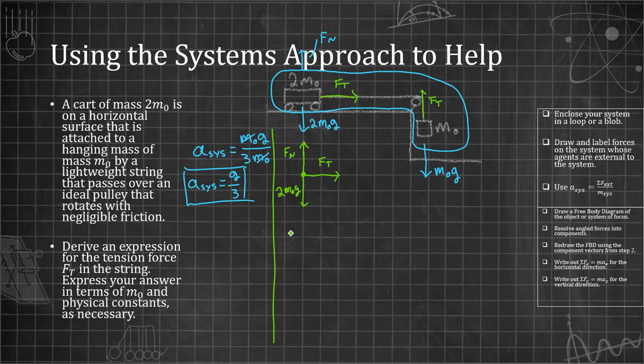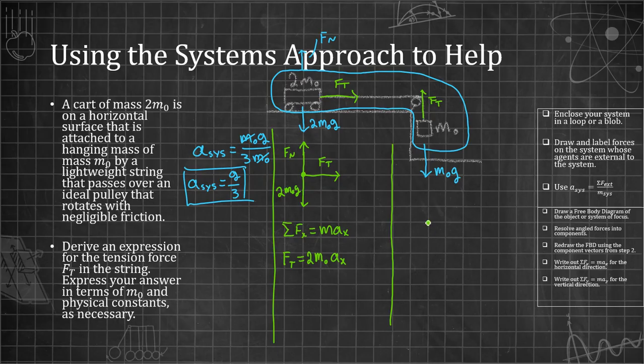We don't have any angled forces, so we skip straight to looking at the sum of forces. And I'm going to ignore the vertical components because I know that they cancel out. But the horizontal component, we get that the tension force is the net force, and that's equal to the mass of the cart, which is 2m, times its acceleration.